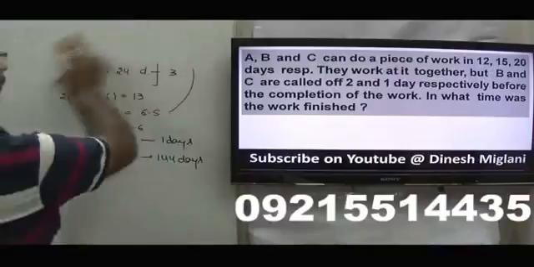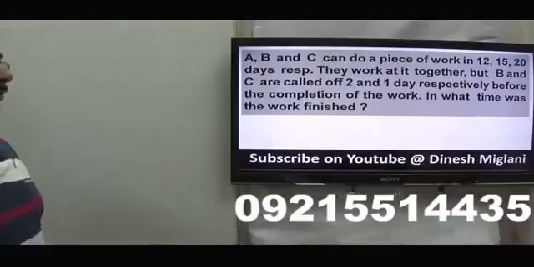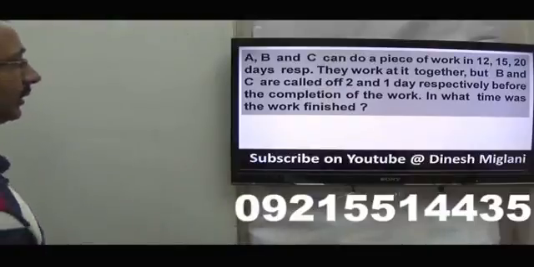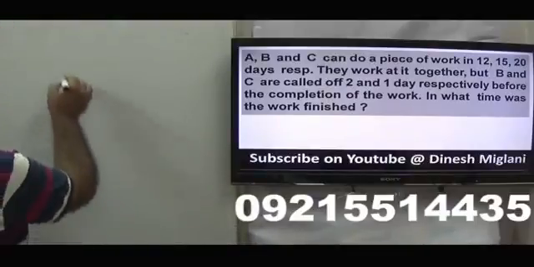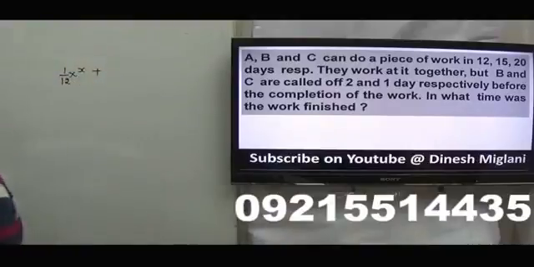Let us take the next question here. A, B and C can do a piece of work in 12, 15 and 20 days. They work together, but B and C are called off 2 days and 1 day respectively before completion of work, right? Let us say work was done in x days. A's one day work is 1 by 12. It means he has worked for x days. Work done by him is x by 12.